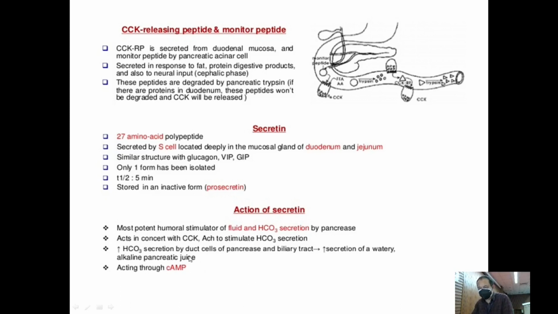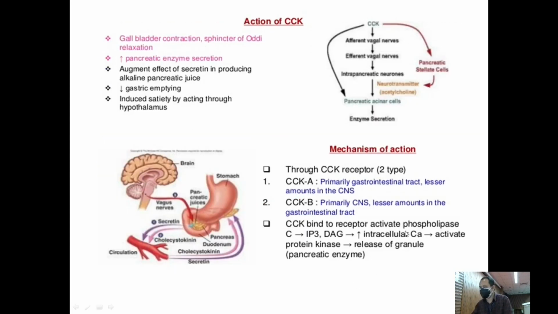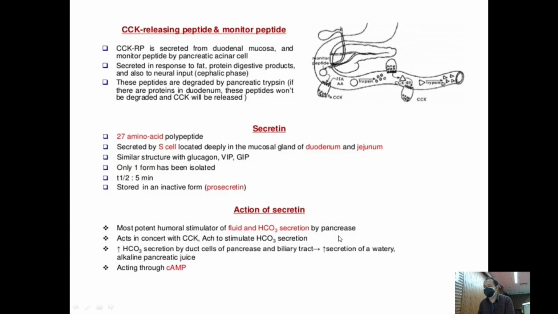Then the mode of action: it acts through cyclic AMP. You have seen that CCK acts through phospholipase C, and you have second messengers IP3 and DAG, but here it is going to be cyclic AMP. That means it's going to stimulate adenyl cyclase, isn't it? And adenyl cyclase is going to convert ATP into cyclic AMP. Then cyclic AMP is going to result in the phosphorylation of downstream enzymes like protein kinase A.